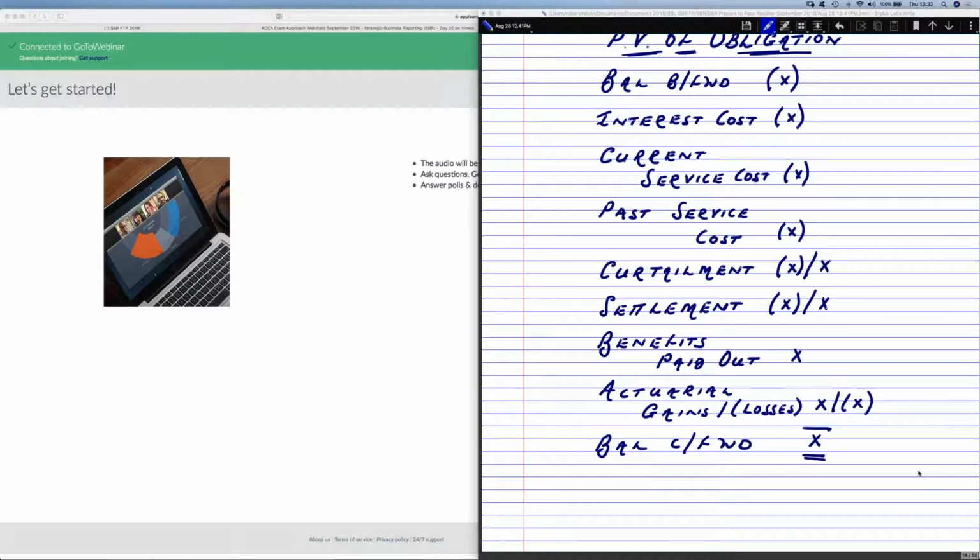Now, here's a quick question for you, please. Let's see whether we can get the answer to this one. For a DC scheme, a defined contribution scheme, when is the entity's obligation extinguished?